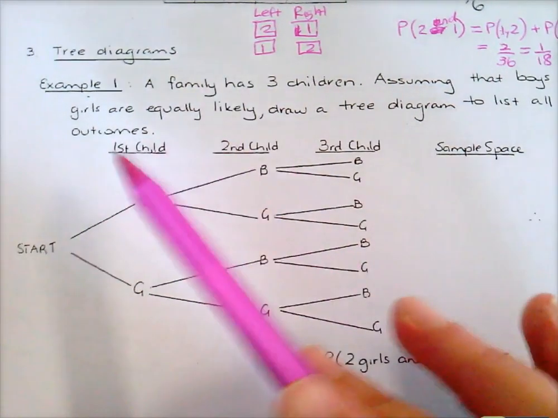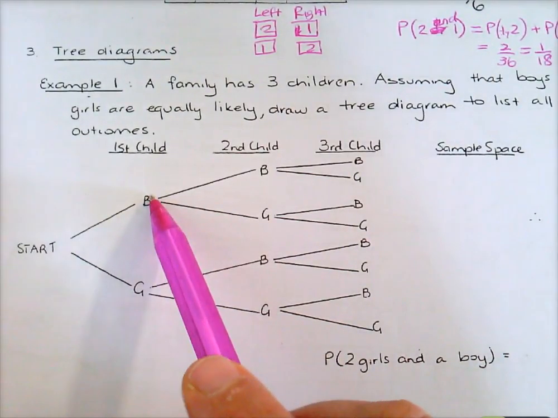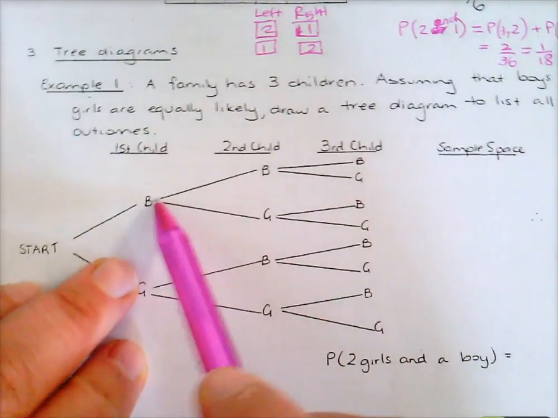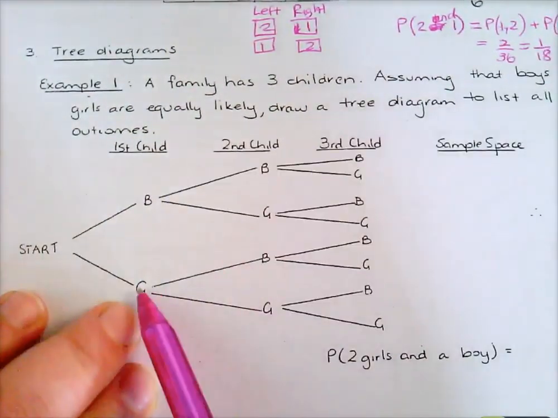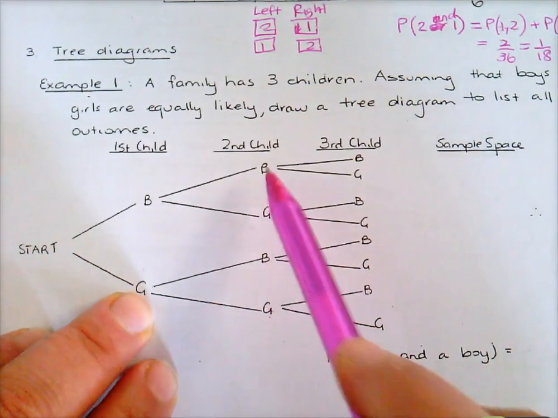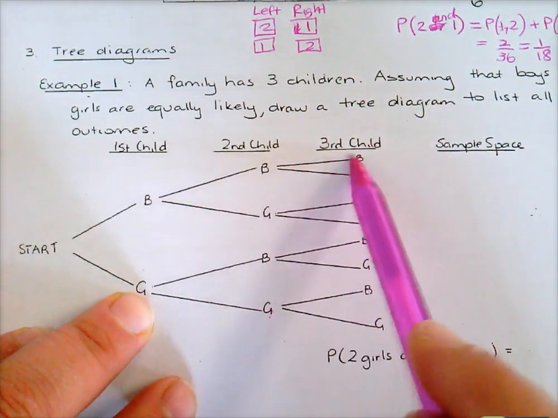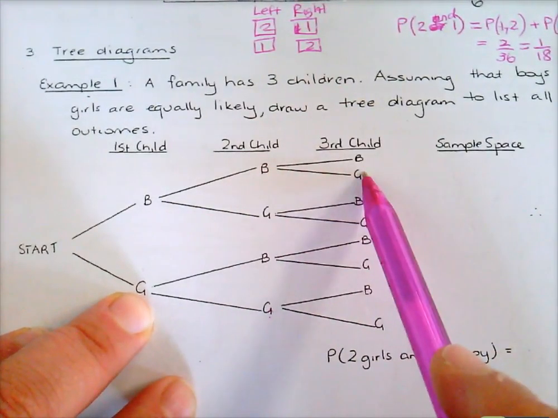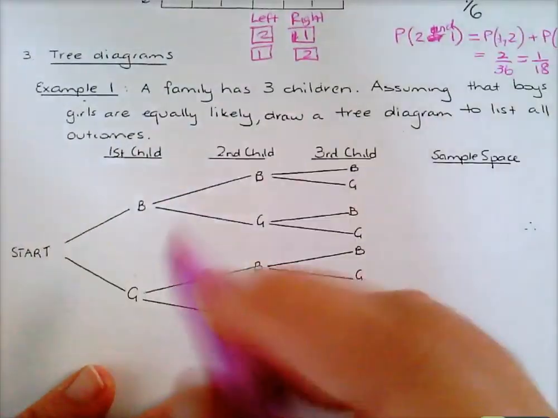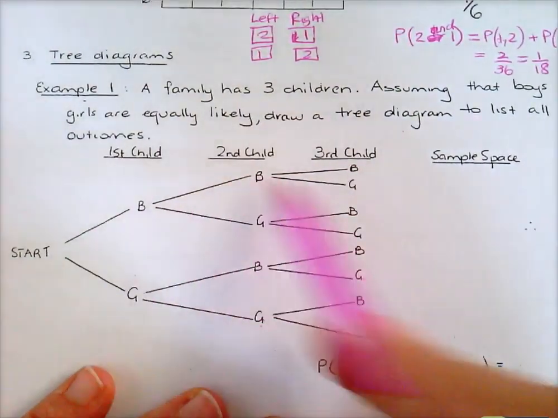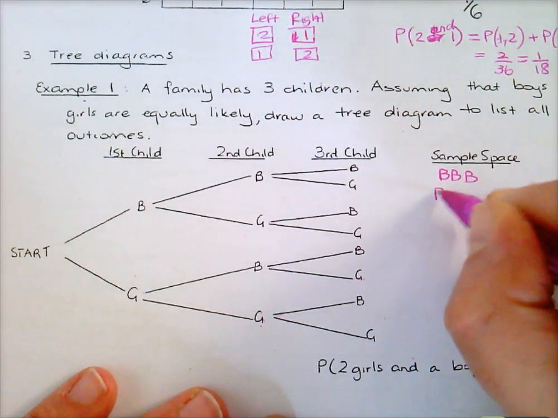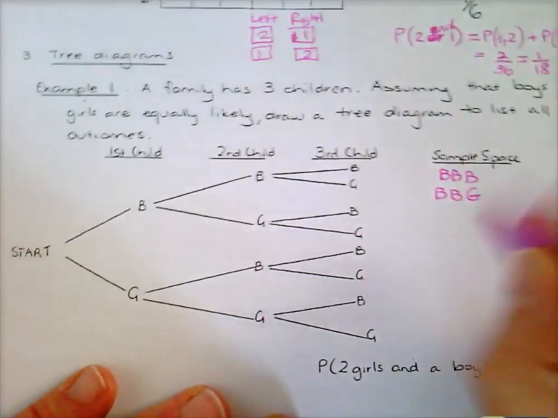A family has three children. Assuming that boys and girls are equally likely, draw a tree diagram to list all the outcomes. Boy and girl for the first child. You're not more likely to have a boy next time. Boy and girl for the second. So we go boy, girl, then from boy you branch out boy, girl. From girl you branch out boy, girl. On each of these four ends now, for the third child, we need new branches: boy, girl, boy, girl, boy, girl, boy, girl.